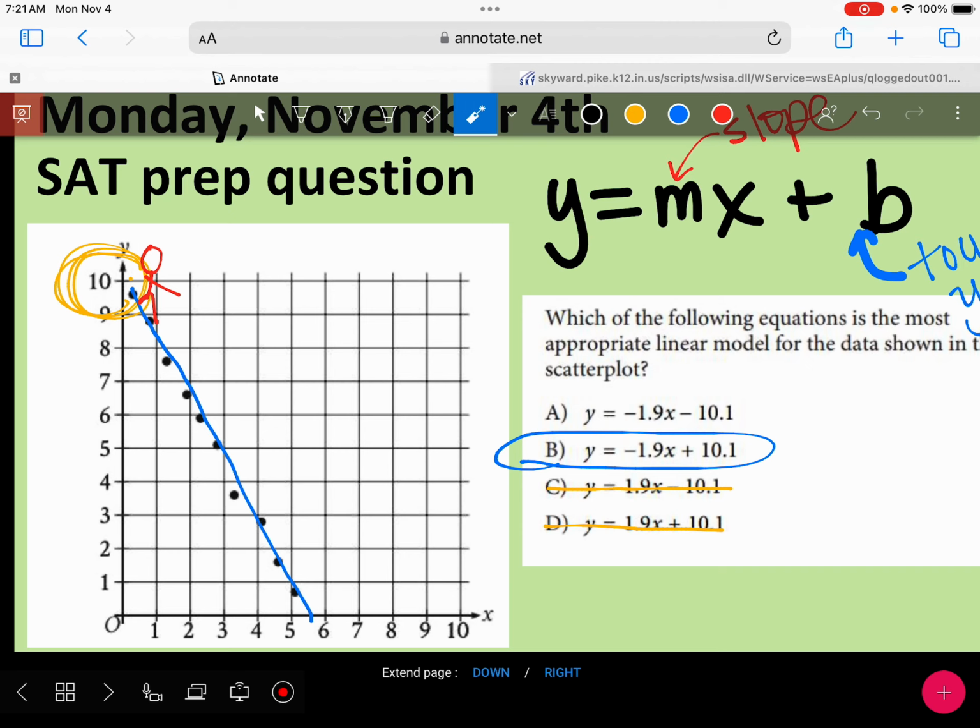So there is an equation to actually find the slope, but we don't need to do that in this particular question. This question on the SAT is just figuring out if you understand slope and y-intercept.